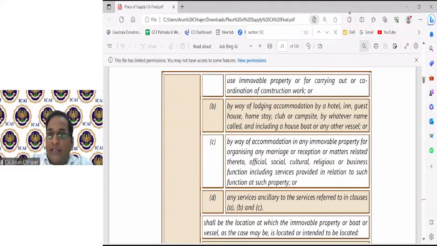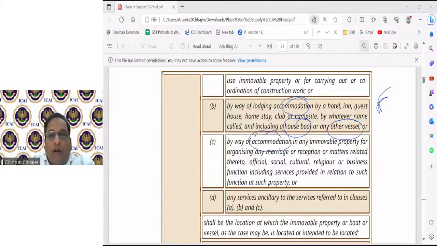Second clause, they are saying lodging accommodation by a hotel, guest house, homestay, club or campsite by whatever name called, and including a house, boat or any other vessel. It means even if it is movable, if a movable boat or movable vessel is providing hotel accommodation, lodging accommodation, then the place of supply would be determined according to this provision.